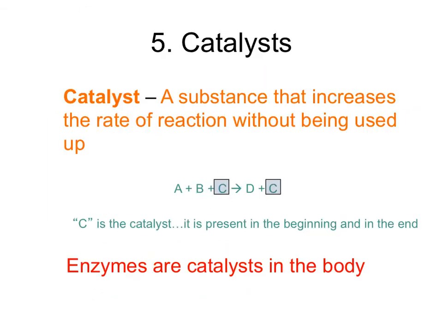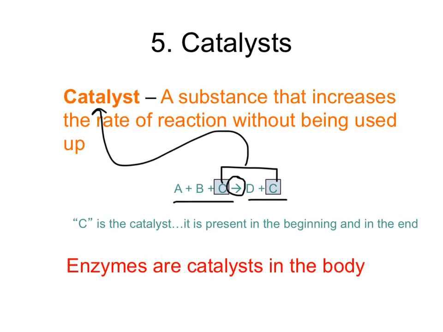The last and fifth factor that affects the rate of reaction is a catalyst. Catalysts are substances that will increase the rate of the reaction without being used up. If we take a look at the reaction in the middle of the page, you will see that there are 3 reactants, A, B, and C. And then the arrow, which means to yield, and then our 2 products of D and C. Notice that C is found on the reactant side and the product side. C is a catalyst. Okay, it is a substance that is not used up. It is present at the beginning as a reactant and then is produced back out as a product.